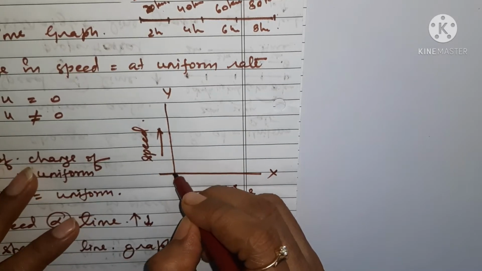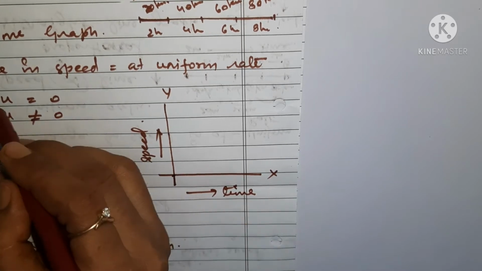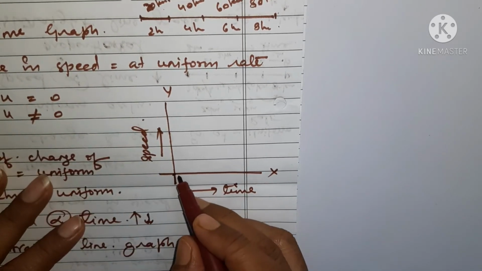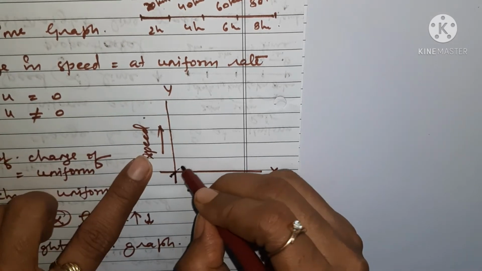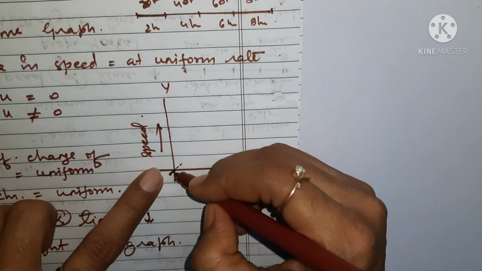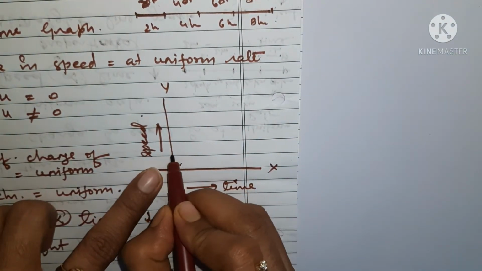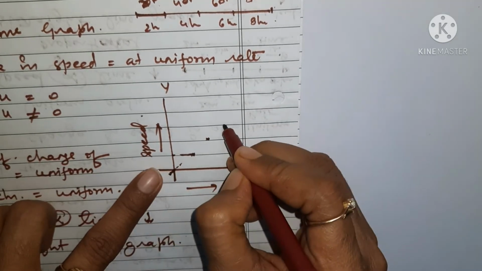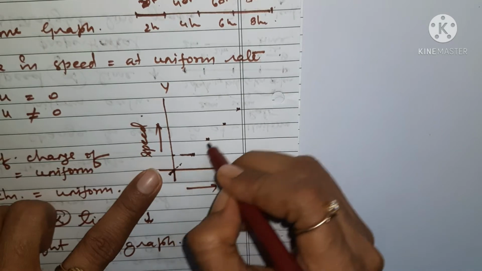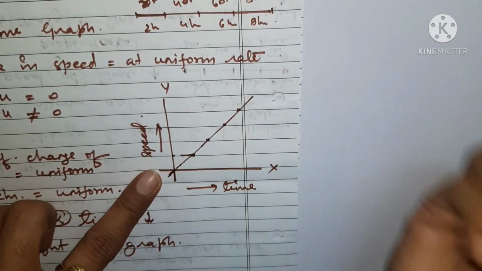Since we have considered the first case, the initial velocity is 0. So let us construct. With the passing of time you can see the speed is also changing, and since it is at a uniform rate, suppose after some time you get a point here, then you get here, then here, and so on. Since speed is uniform, definitely you are going to get a straight line.